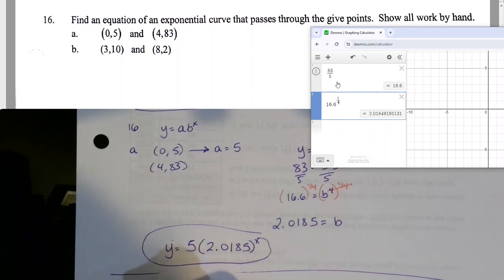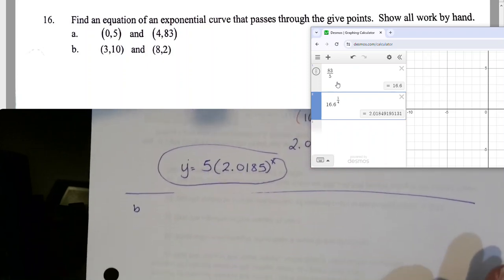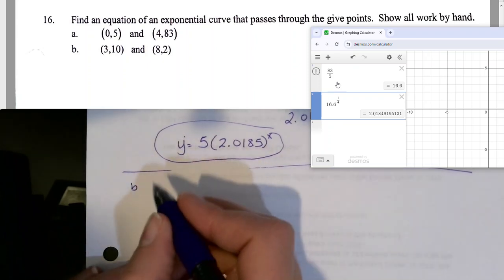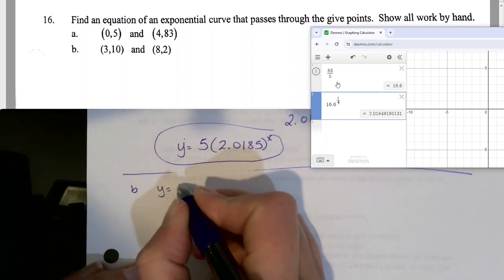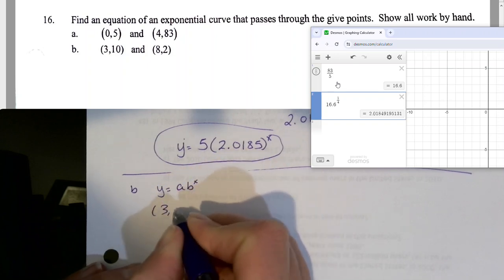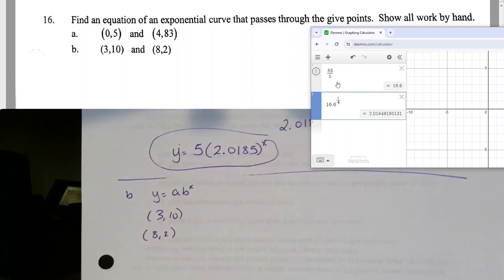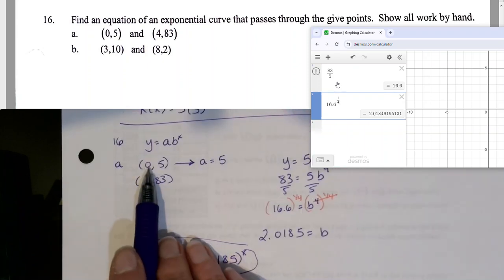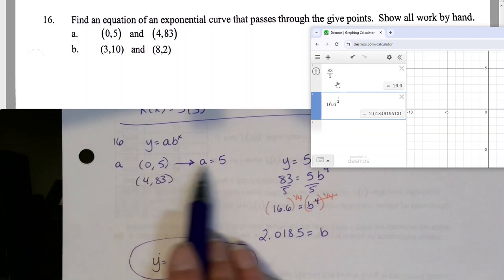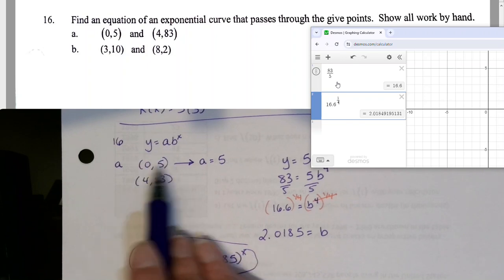The difference in part B is that I don't have 0 as the x-coordinate in either one of those points. So unlike part A, where I immediately knew the value of the y-intercept, the a value in the equation, I don't have that same information here. So we have to proceed differently on part B. All I know is that these values are x and y values for this equation. I don't know the values for a or b, either of the parameters, but I can still plug these values in for x and y in my equation.